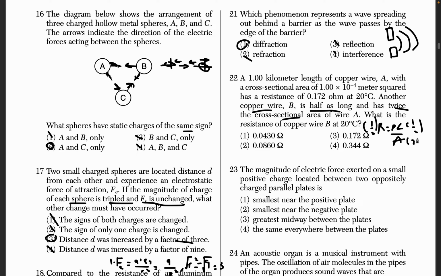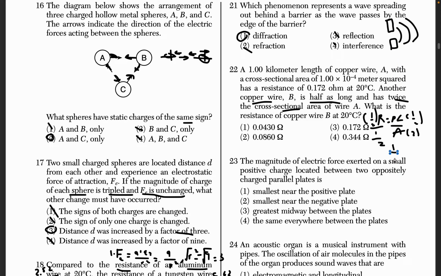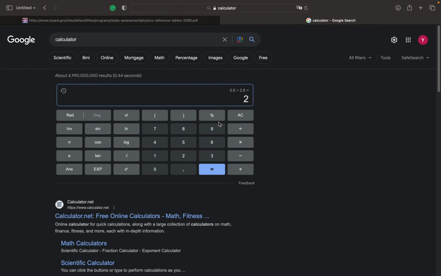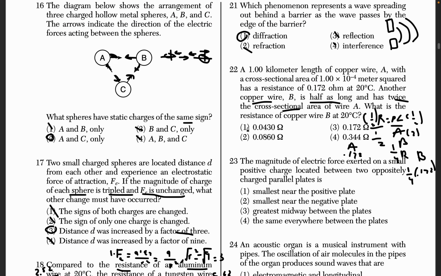Multiply this by 2. This will be by half. A half times a half is a fourth, so basically we get 1/4 of R, right? What is the resistance of copper wire B? So this is copper wire B. A has a resistance of 0.172. So 1/4 of 0.172 gives you the resistance at B. So let's do that. 1/4 is 0.043. Yeah.